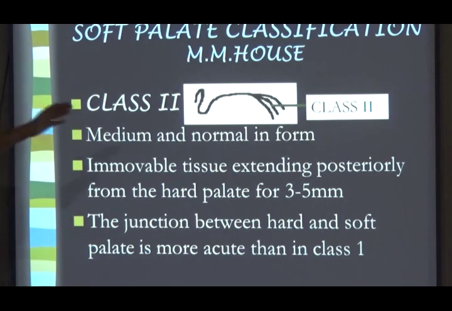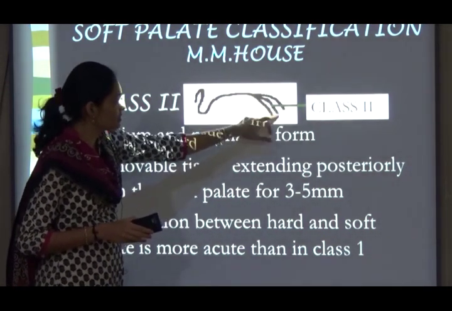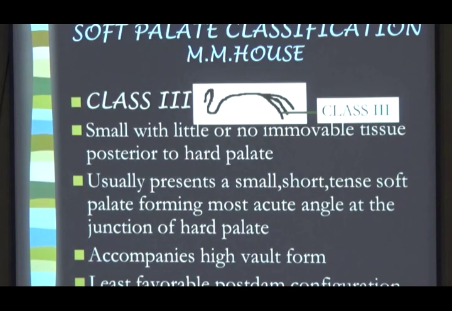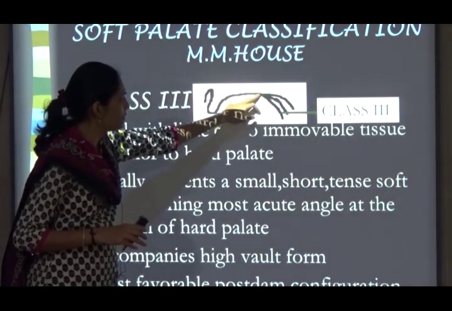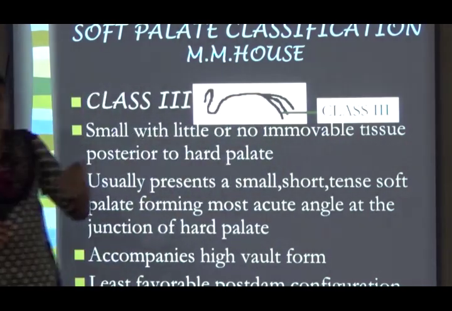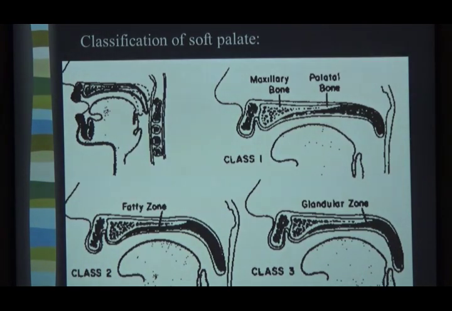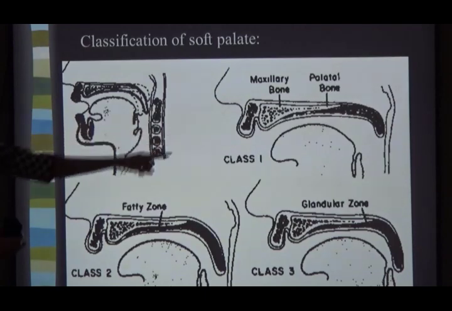Class 2 is slightly more curved than class 1, about 45 degrees. So the extent to which you can extend your posterior palatal seal area is about 3 to 5 millimeters. In class 1 it is 5 to 12, in class 2 it is 3 to 5 millimeters. The junction is slightly more acute than class 1, whereas class 3 is the most acute form. Here you can see that from the junction of hard palate and soft palate, the soft palate turns acutely at an angle of about 70 degrees. So the width available for the posterior palatal seal area is quite less. Here you should be really accurate and record your posterior palatal seal area correctly. To compensate for the width, maybe you can extend a little more in the depth. Mostly it accompanies the high palatal vault form or the V-shaped vault form. So this is the soft palate classification: class 1, class 2 and class 3.